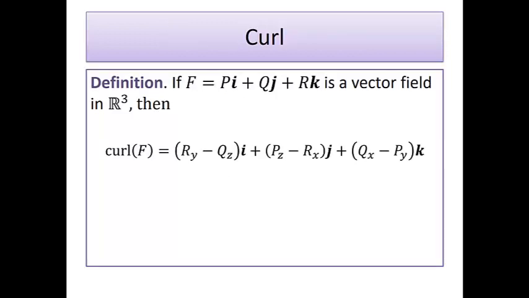So if F is a vector field in R3, whose components are P, Q, R, then the curl of F is another vector in R3 whose i component is composed of the partial derivatives Ry minus Qz, the j component, the partial derivatives Pz minus Rx, and whose k component are the partial derivatives Qx minus Py. Now, if you're thinking, oh no, how am I ever going to be able to remember this? I don't blame you. I would also panic the first time I saw this.